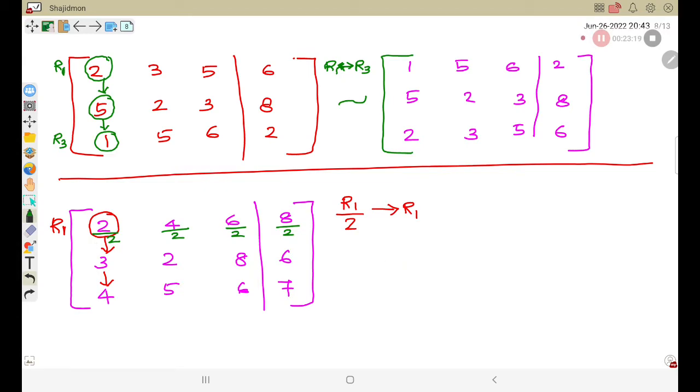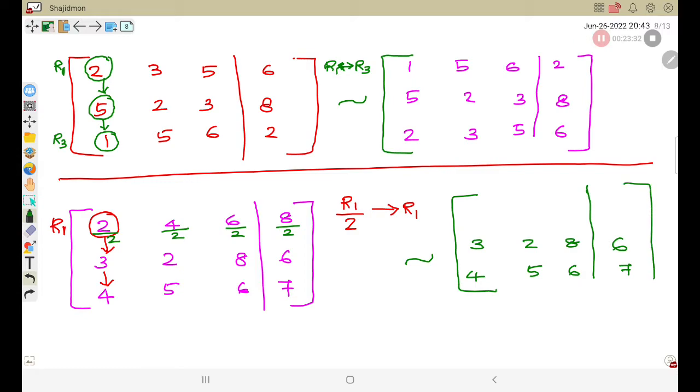So how do we get the equivalent matrix? Second row same, 3 2 8 6, third row no change, 4 5 6 7. First row, each number divided by 2: 2 by 2 is 1, 4 by 2 is 2, 6 by 2 is 3, 8 by 2 is 4. Now see, if you divide by 2, the number is 1 here. Understood? I hope you understood how to make the first number 1.